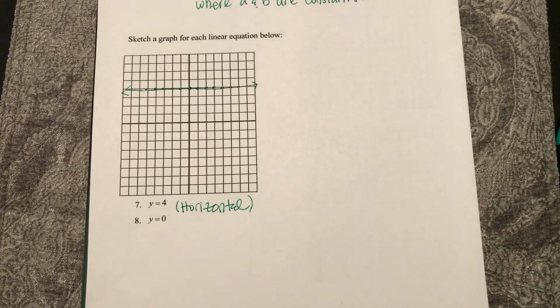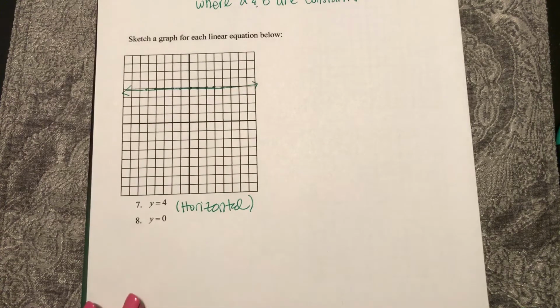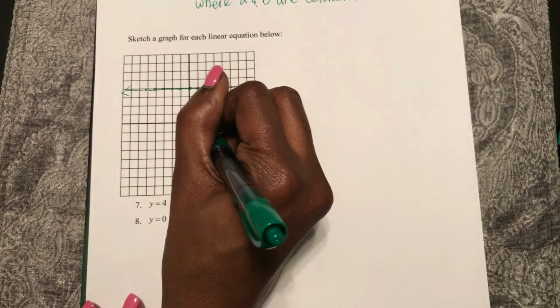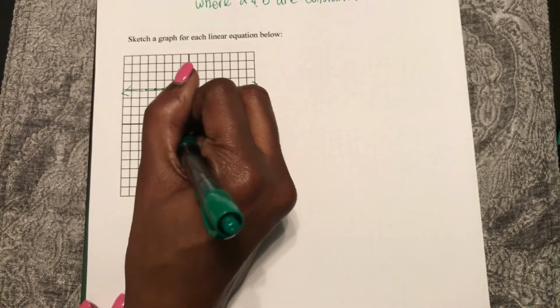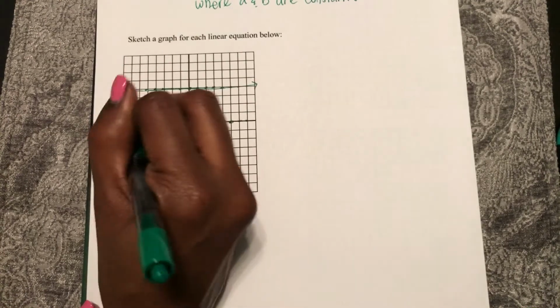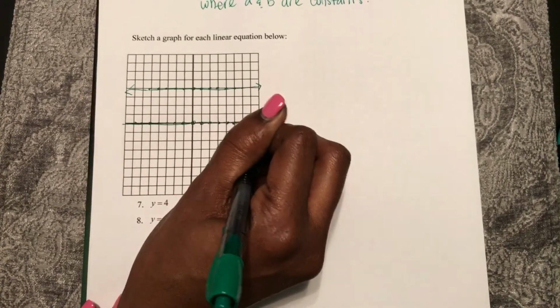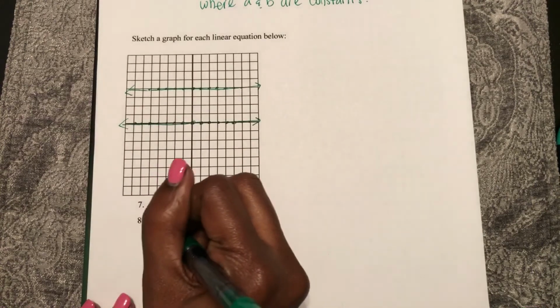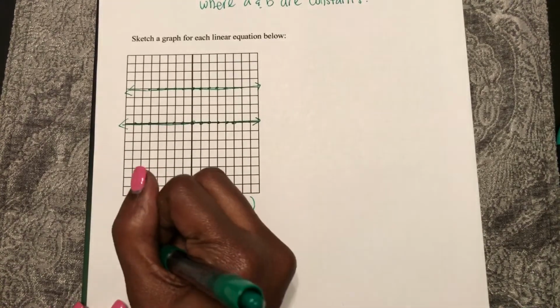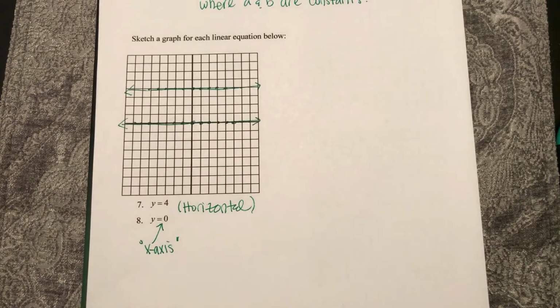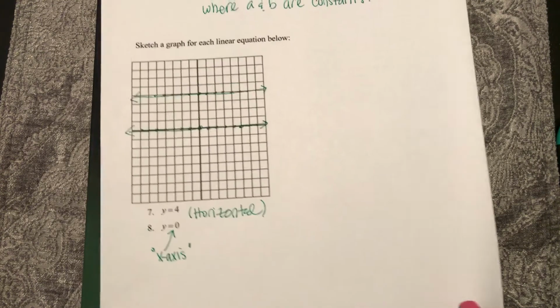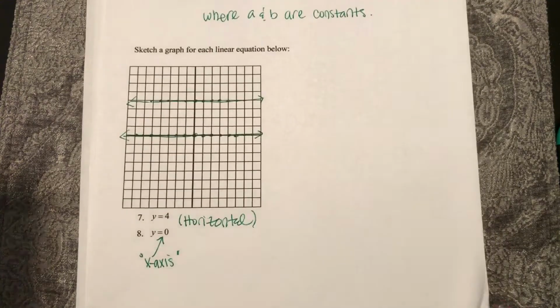Last but not least, y equals 0. Well, where does y equal 0? Y equals 0 here on the x-axis. So y equals 0, no matter where you are on this axis, y equals 0. So y equals 0 is the same as the x-axis. So horizontal lines are quick to graph. Let's go on to number 9 together in this video on the next page.